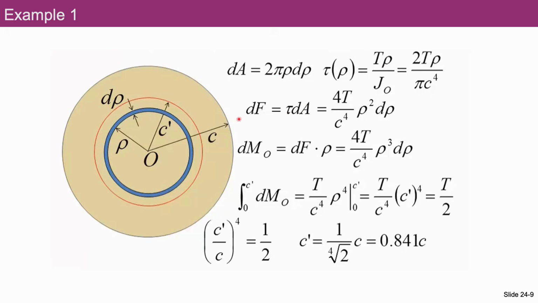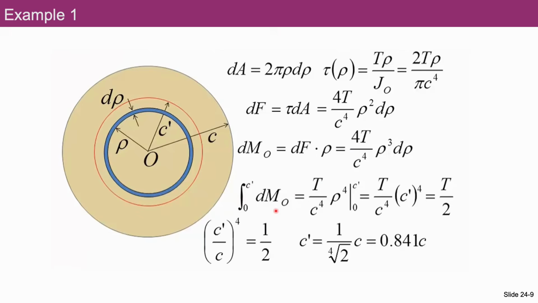Therefore, this differential shear force acting on this differential ring at this location can be expressed like this, and the differential small moment produced by this force is equal to this force dF multiplied by its moment arm, which is rho. Now I substitute dF, this expression, into the following equation, and now we integrate this dMO over this internal cross-sectional area, because we are interested in this internal cross-sectional area here.